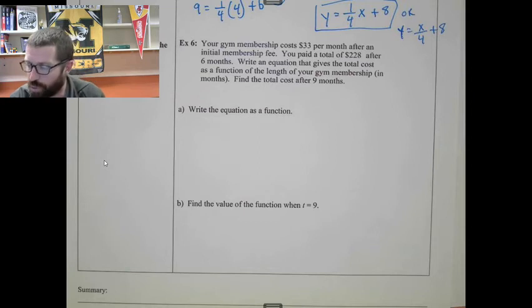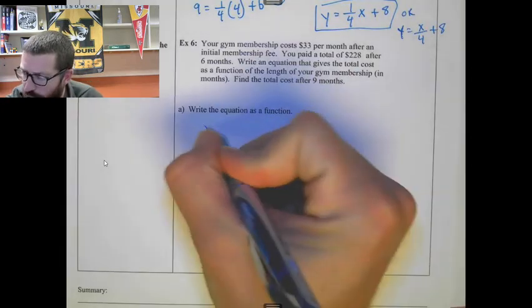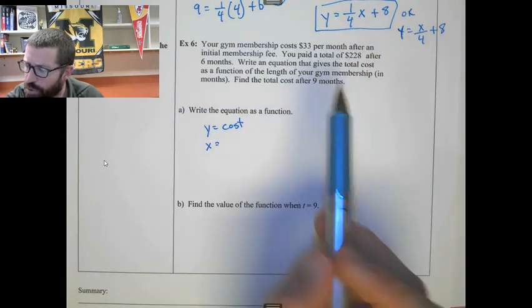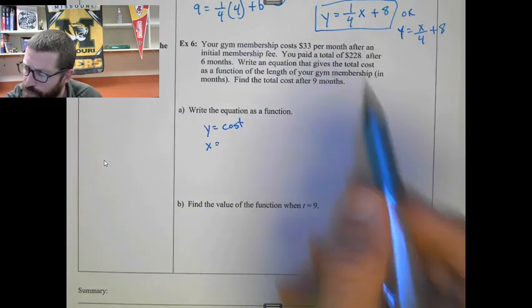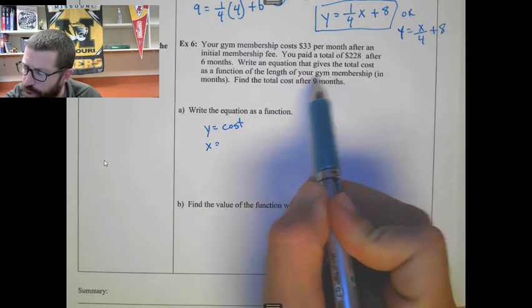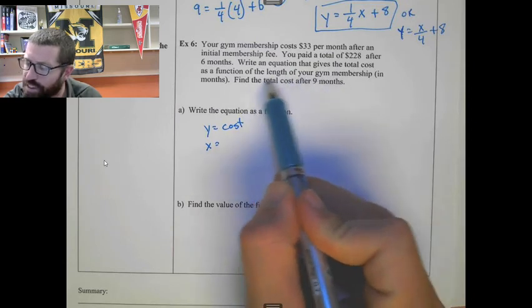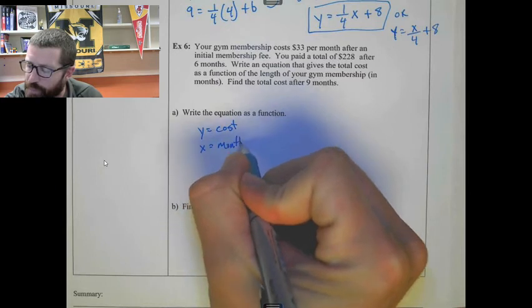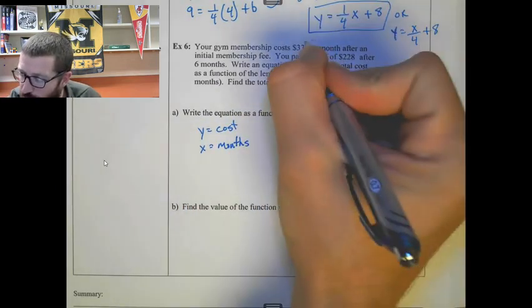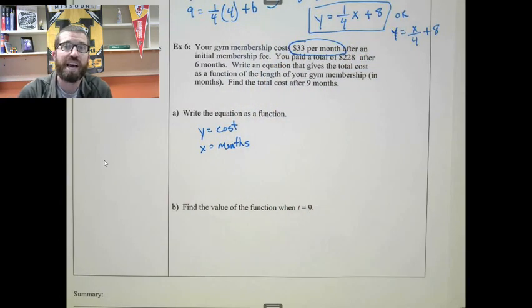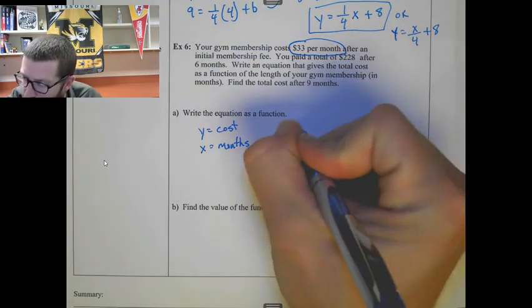So what's our x and what's our y? So our y is our cost, and our x is what it depends on, which is the number of months, as a function of the length of your gym membership. So we'll just say months. Okay, so we have this rate, $33 per month. A rate, slope, is an average rate of change. So that means your cost is changing $33. So m is 33.